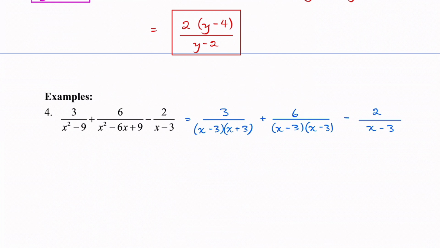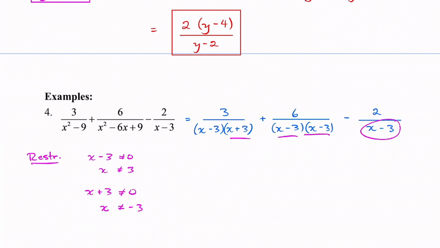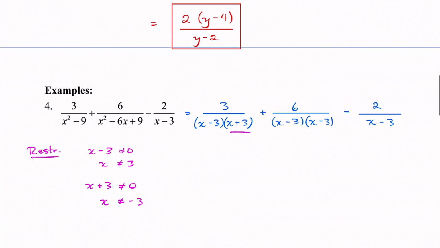So now that everything's factored, I can do my restrictions. So my restrictions, take all the denominators, set them not equal to 0. So with the first one, x minus 3, that cannot equal 0. Add 3 to both sides, so x cannot equal 3. With the next one, x plus 3 cannot equal 0. Minus 3 from both sides, and you'll get x cannot equal a negative 3. And then with this last one, that just repeats, and these ones also repeat the ones that we've already done. So to combine those two restrictions into one, I'm just going to say x cannot equal a positive or a negative 3.